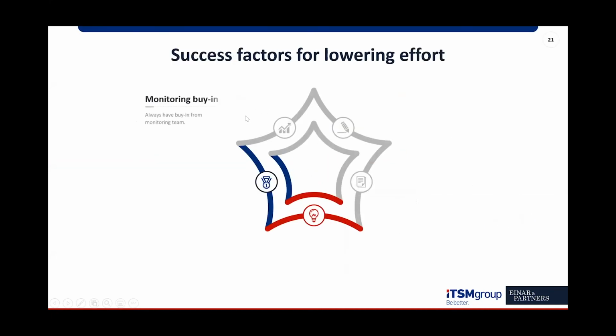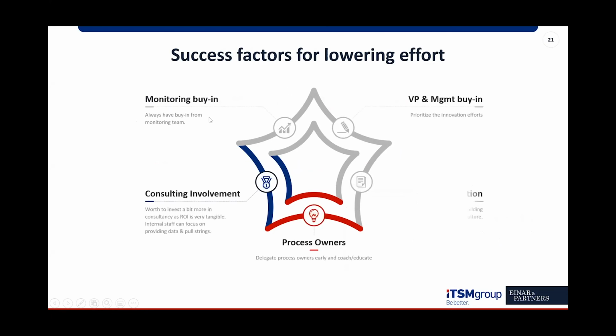I will speak just a little bit quickly here about some success factors of lowering the effort. It's important when you start with IT innovation to have the buy-in from two layers, especially the monitoring teams. They should definitely be onboarded and fully committed to the cause, as well as the VP and management buy-in. So essentially that allows you to prioritize efforts. As I said, it's worth investing a little bit more in consulting, because a lot of it is configuration. If you can get the configuration up to speed quickly, you get that back in the long run.